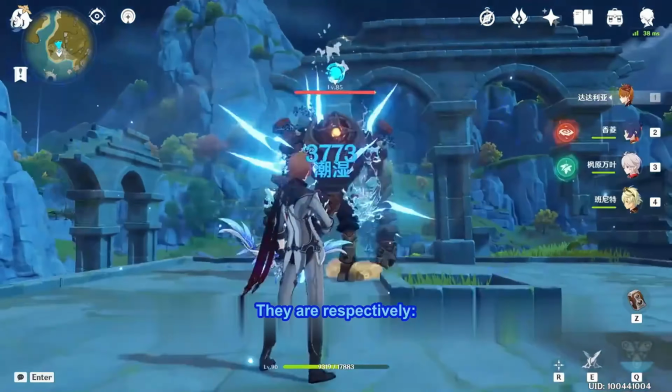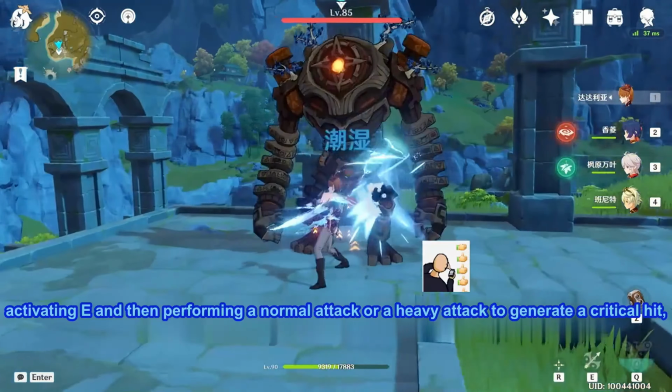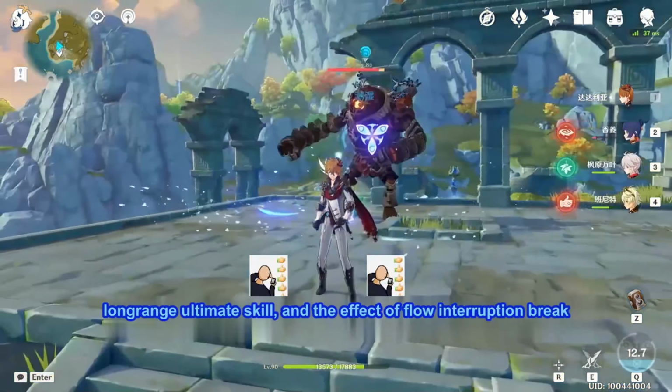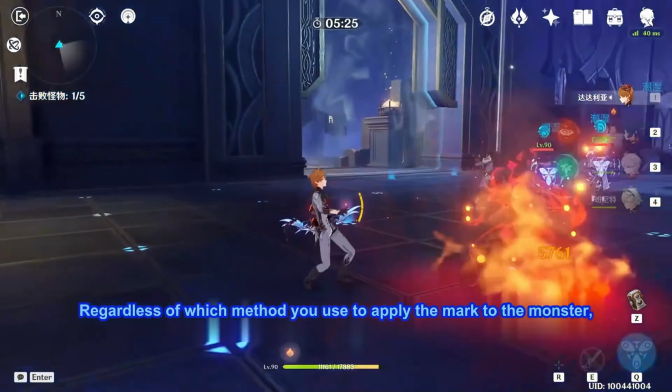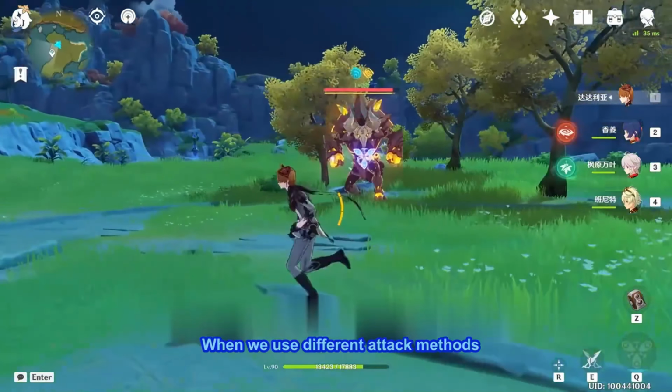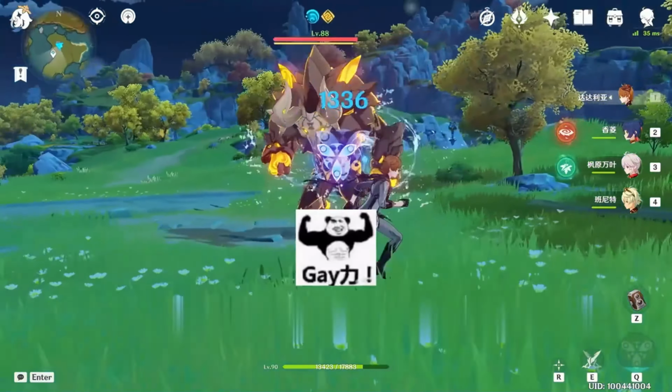They are respectively: charged shot, activating E and then performing a normal attack or a heavy attack to generate a critical hit, long-range ultimate skill, and the effect of flow interruption break. Regardless of which method you use to apply the mark to the monster, the mark itself doesn't have any difference when we use different attack methods to hit the mark.